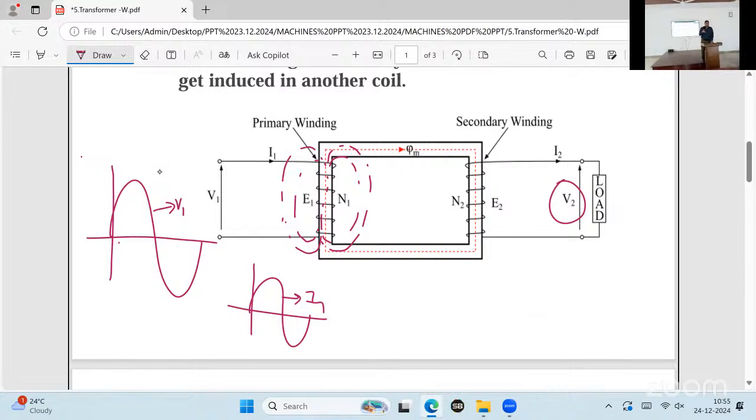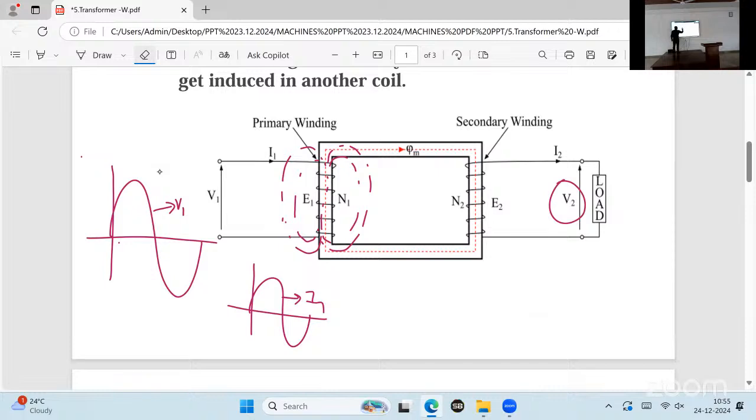How did we get a magnetic field? First, V1 should be applied. Because of V1, what will flow? I1. I1 enters into the copper wire. After a few seconds, we got a magnetic field around the coil. It is shown by a single line, but it is a practical case.